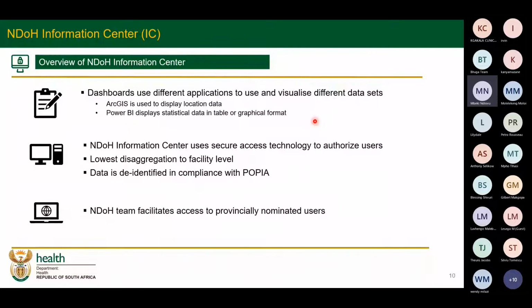So the NDoH Information Center uses secure access technology to authorize users. And the lowest disaggregation of information goes up to facility level. Data is de-identified in compliance with the POPI Act.